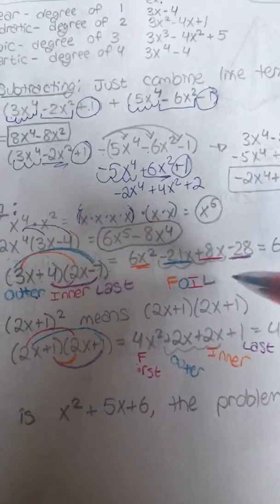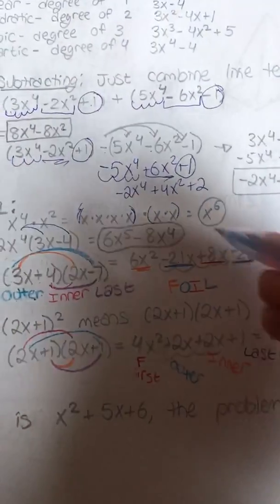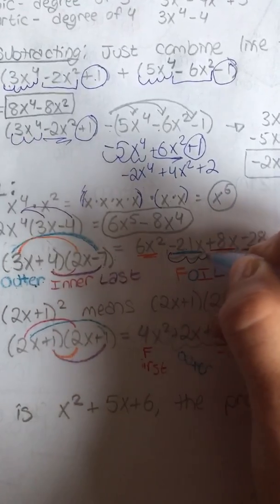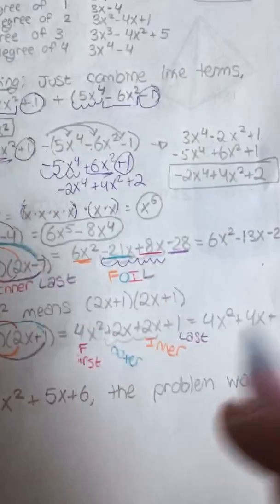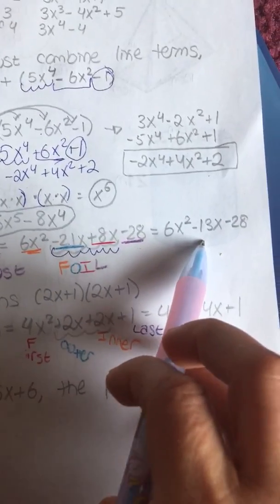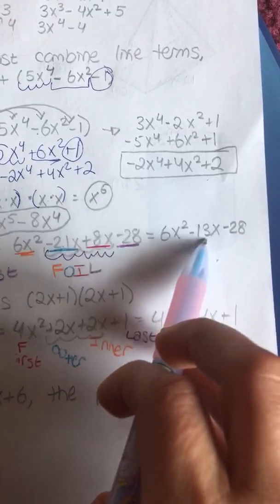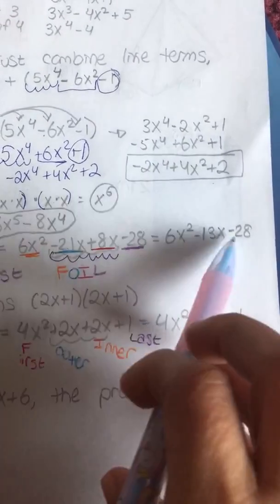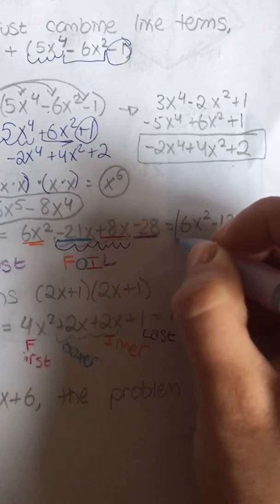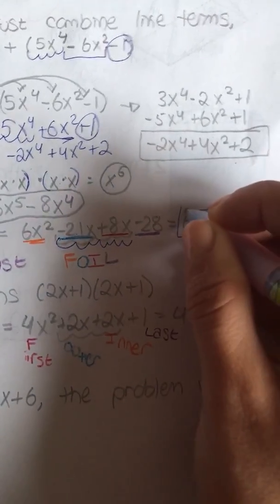But you don't want to leave your answer like this. Always combine your like terms, which in this case are the negative 21x and 8x, which brings you to 6x squared minus 13x when you combine those two, minus 28. So this would be your final answer.